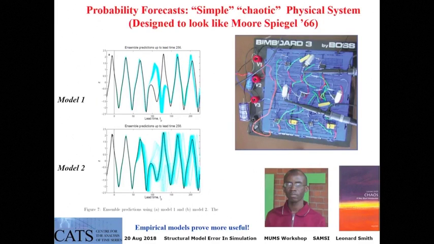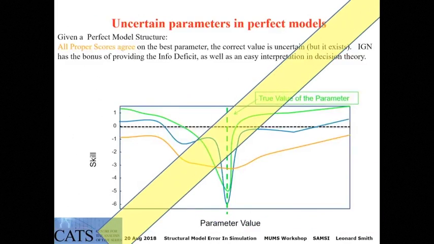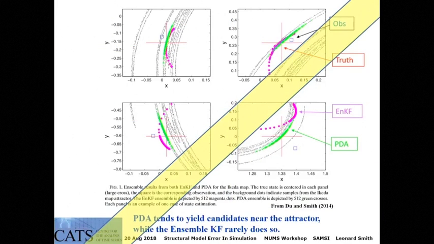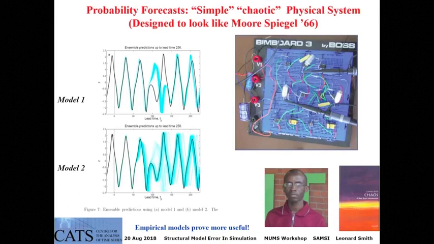This is Reason Machete. He built a circuit to look like the Moore-Spiegel circuit. And what he's doing here is data assimilation. This is voltage from one of these probes, model 1. He does data assimilation over 32 samples, launches a 512-member ensemble. Looks really good until here, where the entire ensemble goes up, and reality turns around and goes back down.